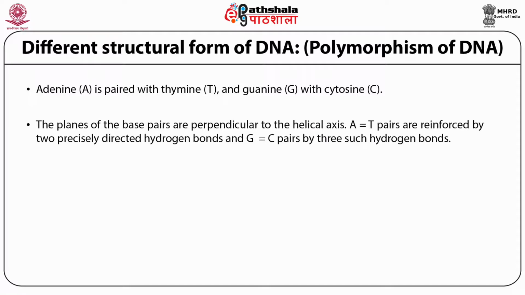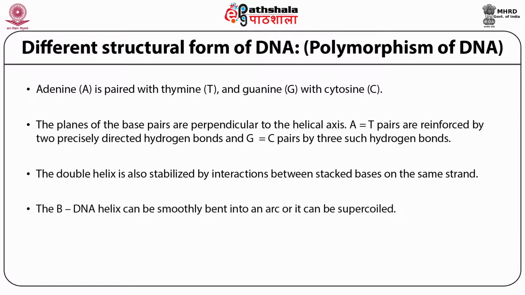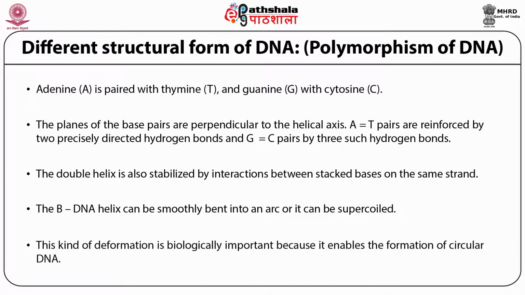The planes of the base pairs are perpendicular to the helical axis. AT pairs are reinforced by two precisely directed hydrogen bonds and GC pairs by three such hydrogen bonds. The double helix is also stabilized by interactions between stacked bases on the same strand. The B-DNA helix can be smoothly bent into an arc or it can be supercoiled. This kind of deformation is biologically important because it enables the formation of circular DNA.